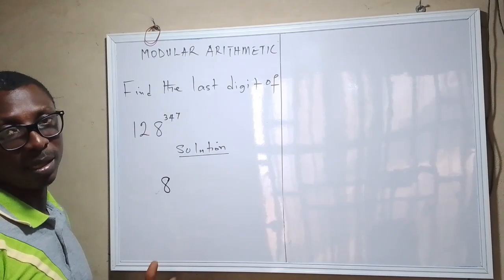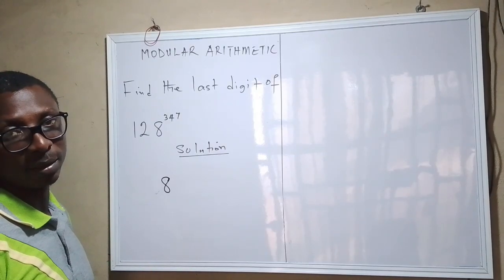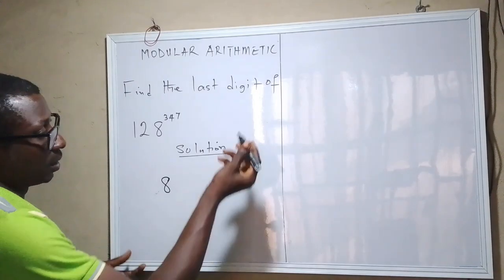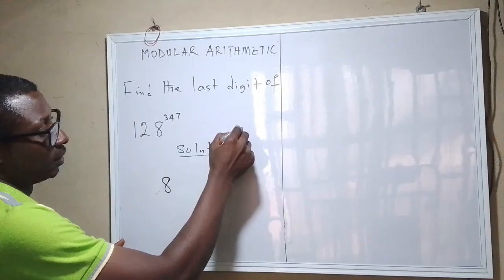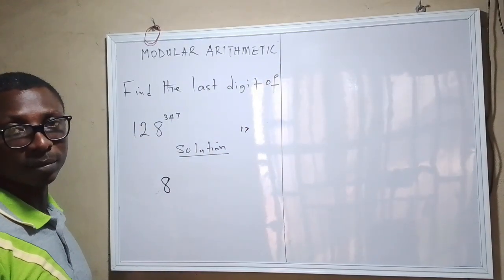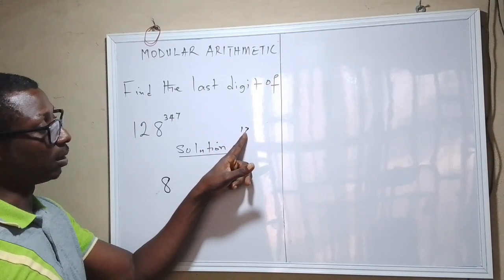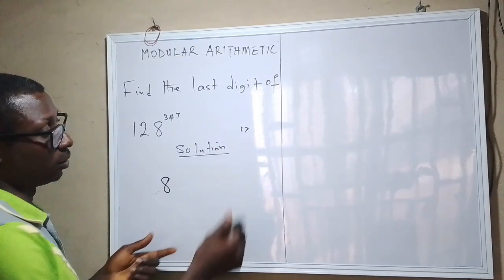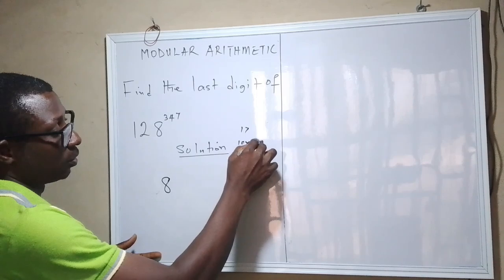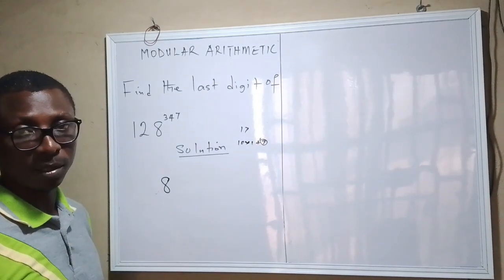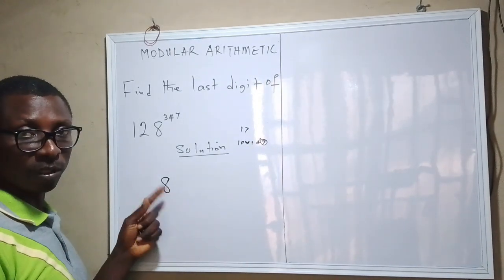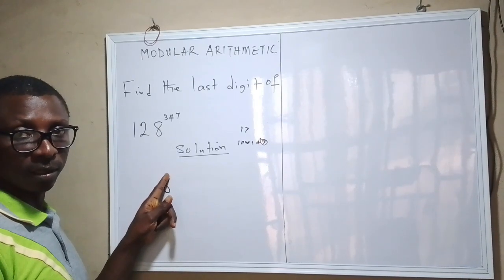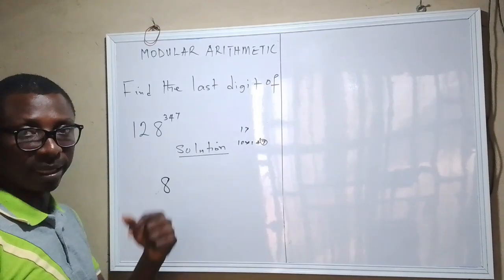Since we know that for any number in modulo 10, the remainder is always the last digit. Take for instance, if I have 17, the last digit is 7. So if I express it in mod 10, it's going to be 10 times 1 plus 7. Alright, so we are now going to look for all the powers of 8 in mod 10.